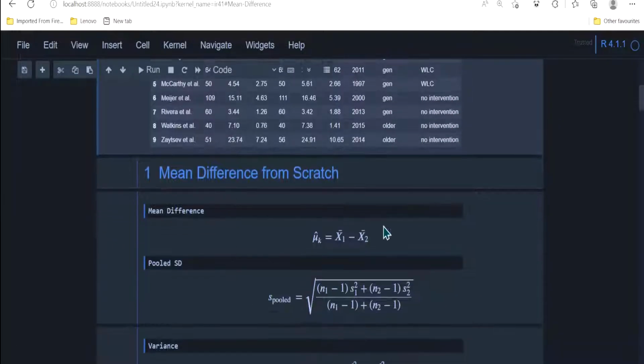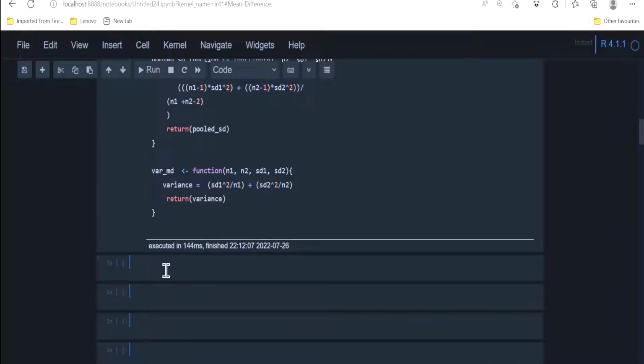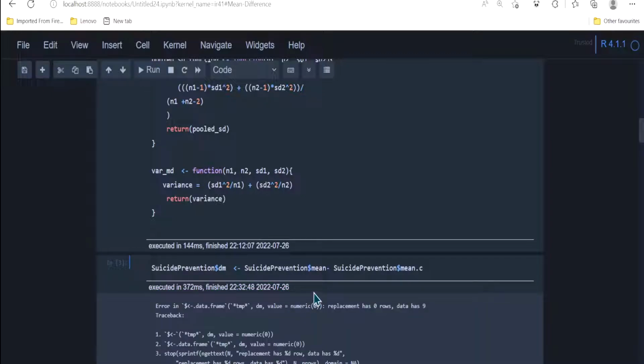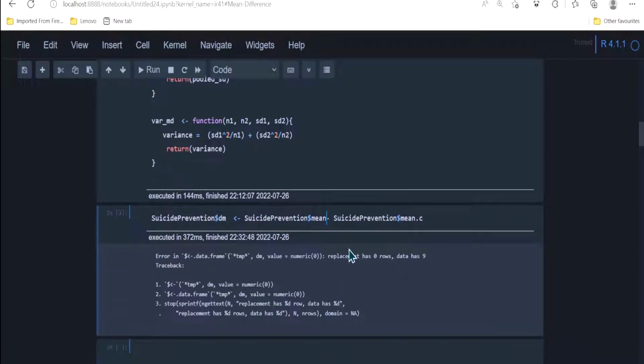The first thing we have to calculate is the mean difference. I will call that MD, and it is calculated as the mean of the experimental group minus the mean in the control group. That's how I calculate the mean difference. After that, I think what I need is the variance. There seems to be an error, this one has to be the mean experimental group.